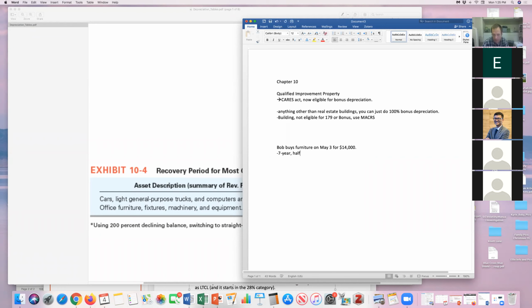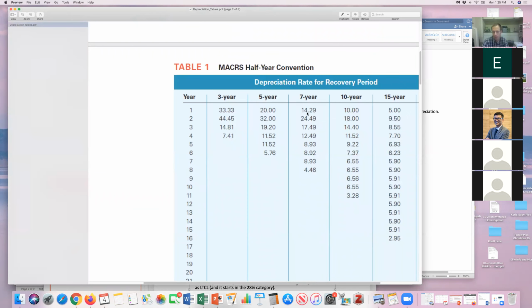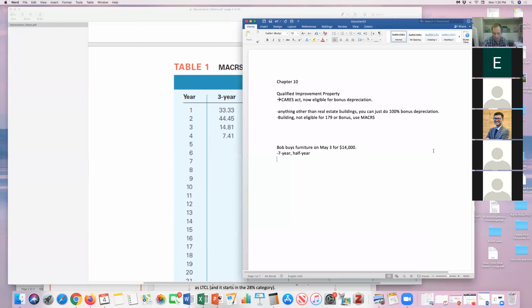7-year, half-year. So all I have to do now is look at the half-year table under 7-year property for year 1. The only hard part about this is that these are percentages. So it's going to be 14.29%. So I'll take the full initial basis times 0.1429. So then getting the right table is the key.